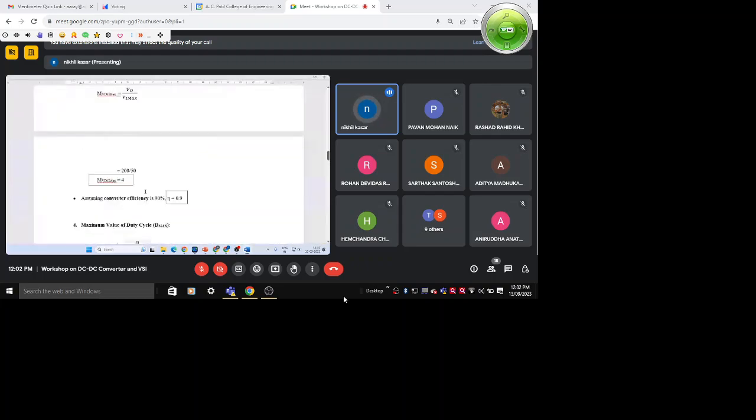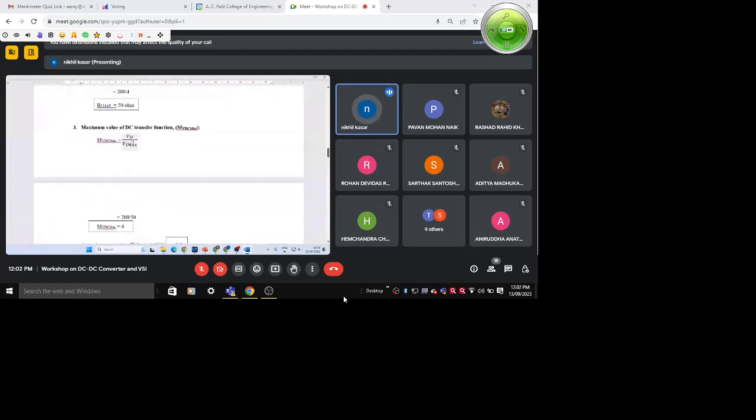The transfer function is very easy. With the input, what is the maximum output, and what is the input on the source side? The value is 200 divided by 50.